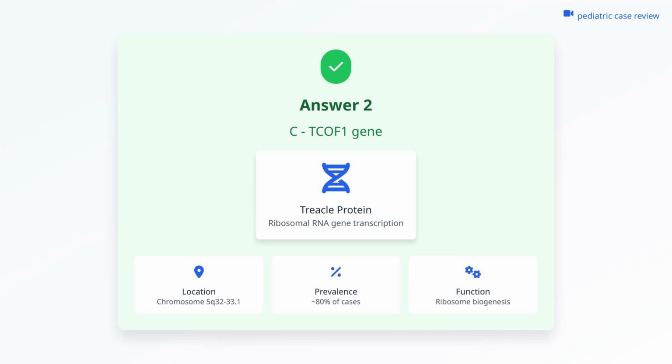This gene encodes treacle protein, crucial for ribosomal RNA transcription. While PULR1C, PULR1D, and FTUD2 cause similar phenotypes, they're much rarer. All mutations disrupt ribosome biogenesis, particularly affecting neural crest cell development during embryogenesis.